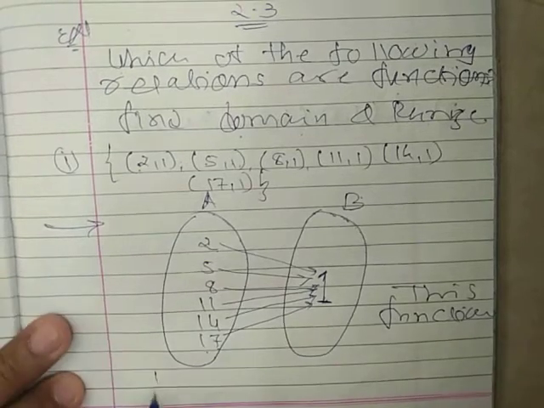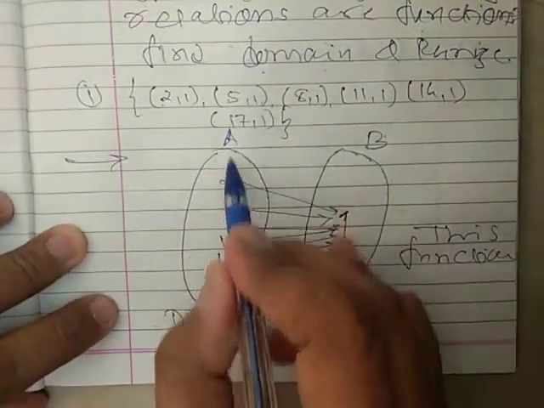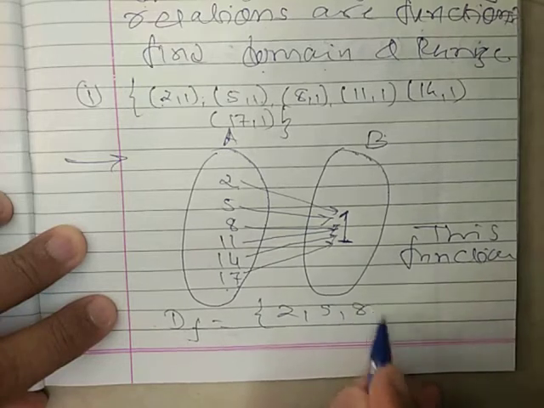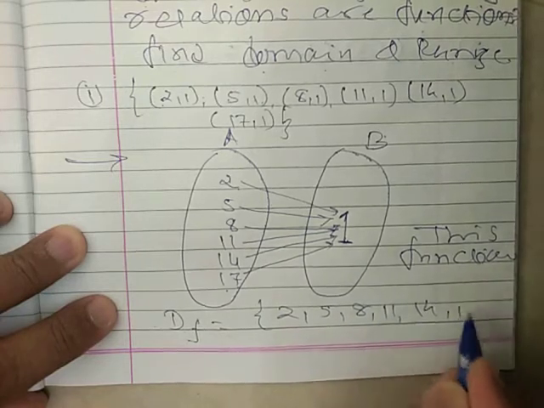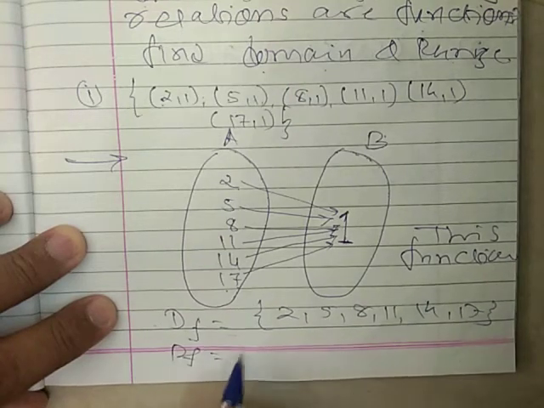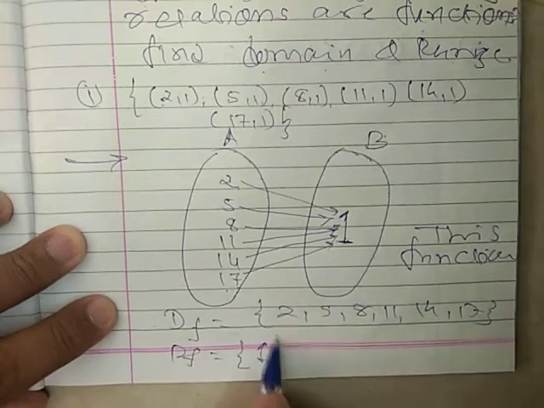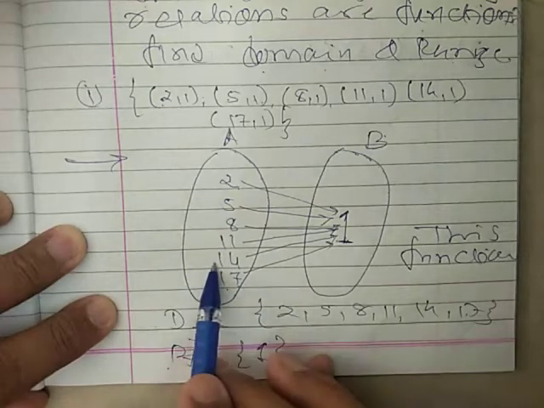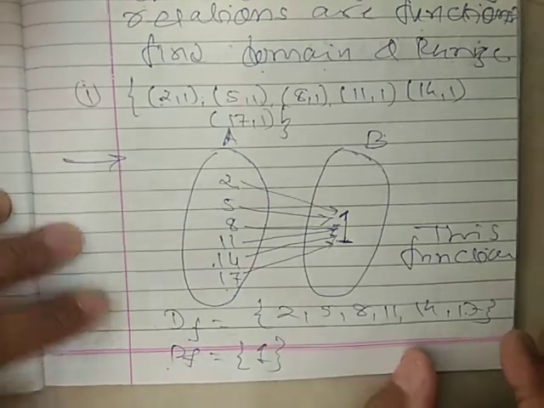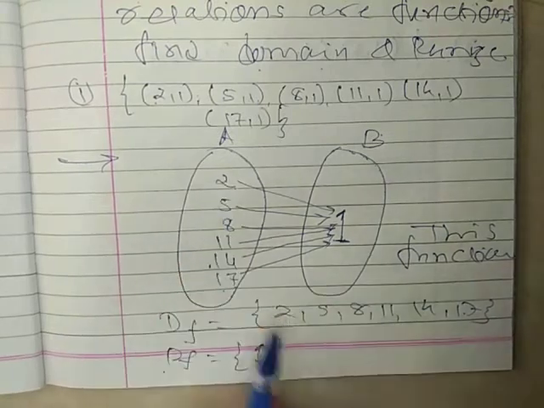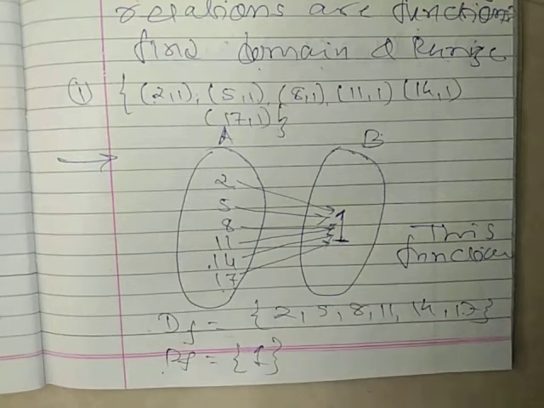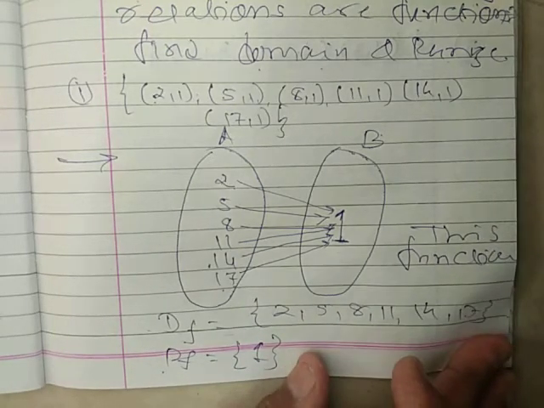Now the domain of F, D_f. Domain of F means every member of A: 2, 5, 8, 11, 14 and 17. And range of F equals 1. In the range, associated members are known as the range. And in the domain, associated and non-associated, all members are in the domain. Is this clear? Basically, the domain is the associated members of A and the range means the associated members of B. This is called domain and range.